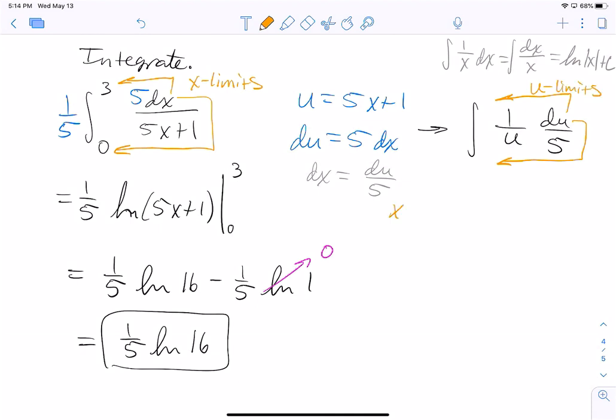In order for us to figure out the limits on u, I'm going to use a familiar structure, that of a table, an xu table in this case. And u is 5x plus 1. When x is 0, 5x plus 1 is equal to 1. When x is 3, 5x plus 1 is equal to 16. I tend to write these numbers here, 3 and 0, in the same order in which they appear as limits of the original integral. So then I know where to put them in the new integral.